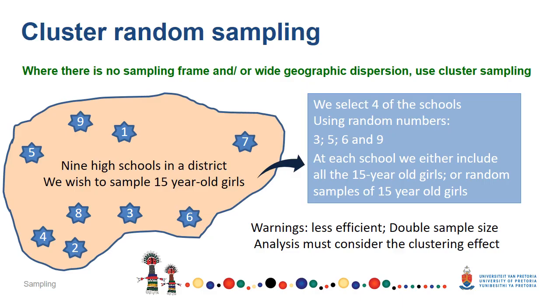So it's a sort of two-stage process. Now, there are drawbacks with cluster sampling. It's less efficient. You virtually have to double the sample size in order to get the same level of precision or power. And the analysis is more complicated because it must take the clustering into consideration when analysis is performed. So why would we do it? Well, we do it when there's wide geographic variation or spread or dispersion of the people in the population, or if we do not have a sampling frame, then we would resort to cluster random sampling.